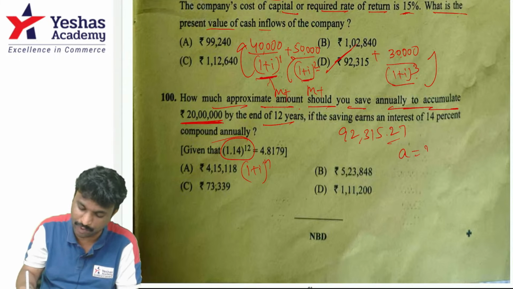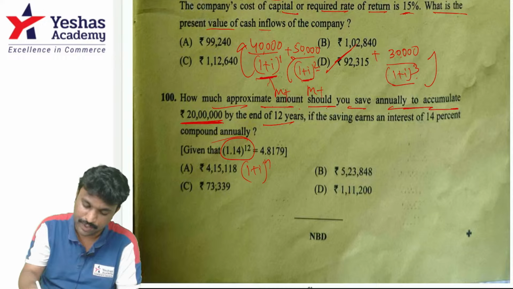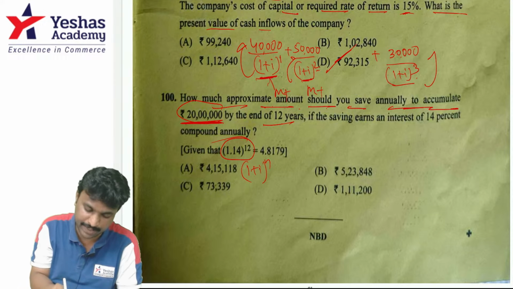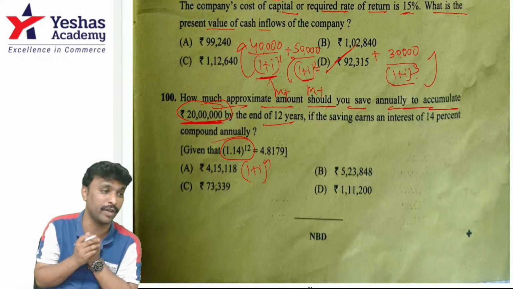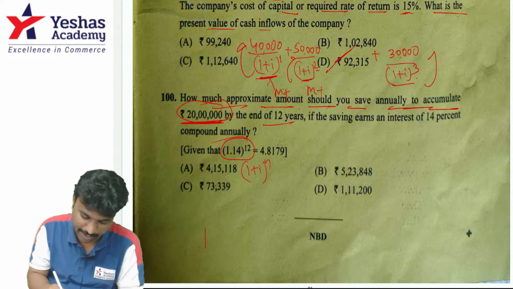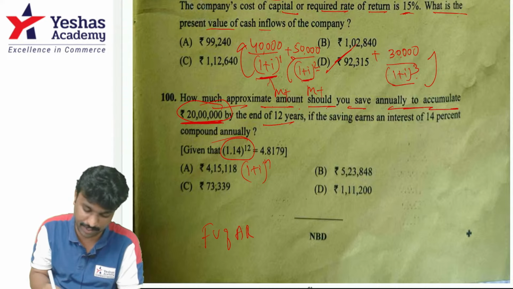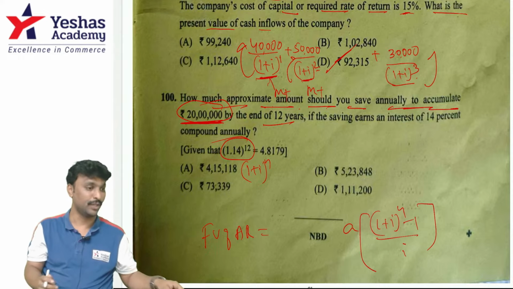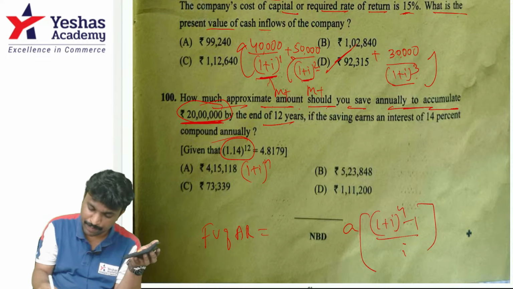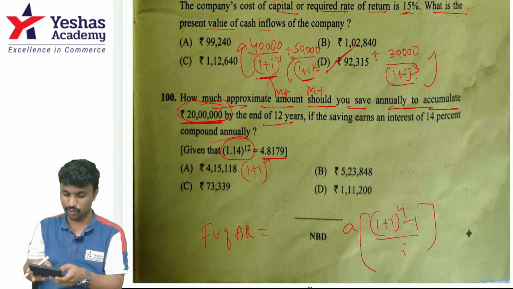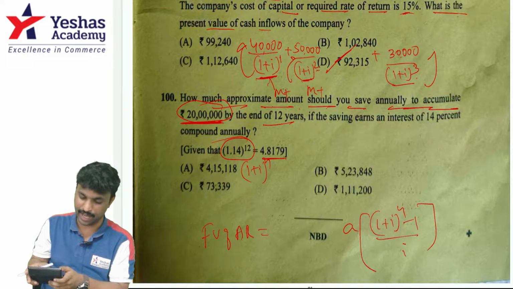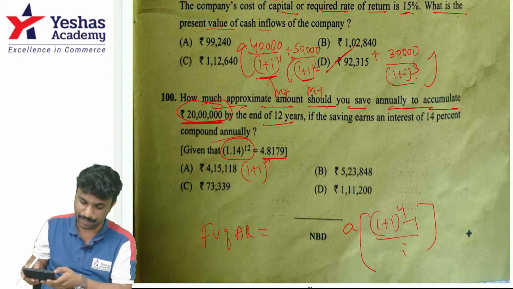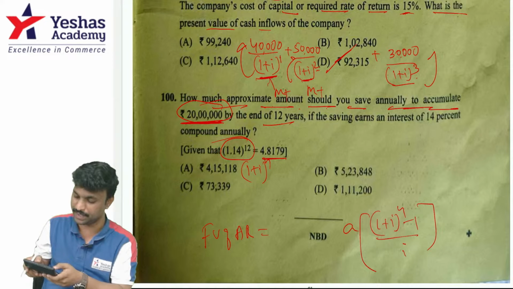That means every year, so definitely it's an annuity. We need to find the value of A for this question. Whatever the 20 lakhs is, it's definitely the future value. By default, it is a regular annuity. So the FV of a regular annuity formula is A into 1 plus I whole power n minus 1 divided by I. So take your calculator. The 1 plus I whole power n value is given as 4.8179, minus 1, divided by I value, which is 14 plus a percentage.